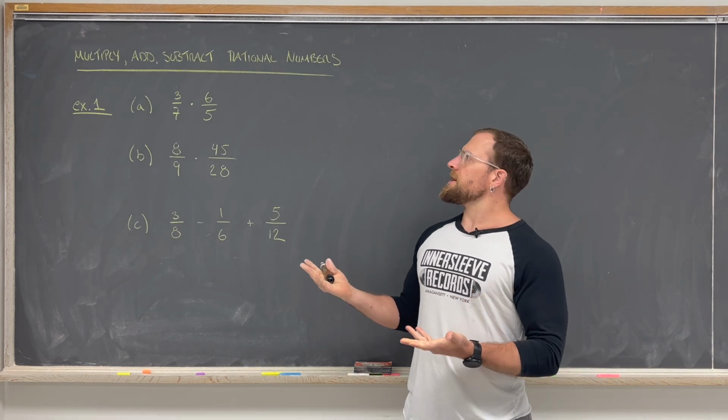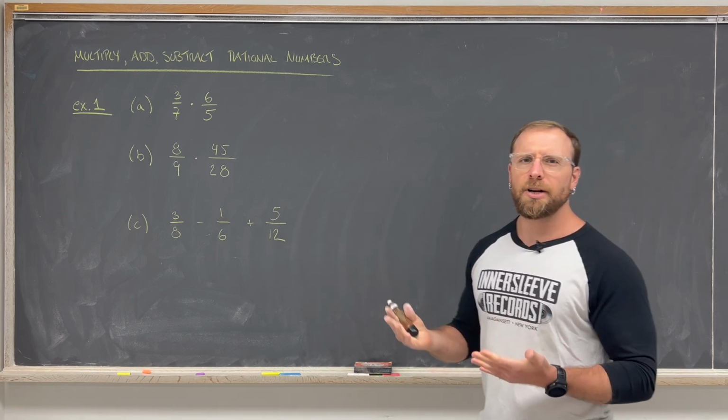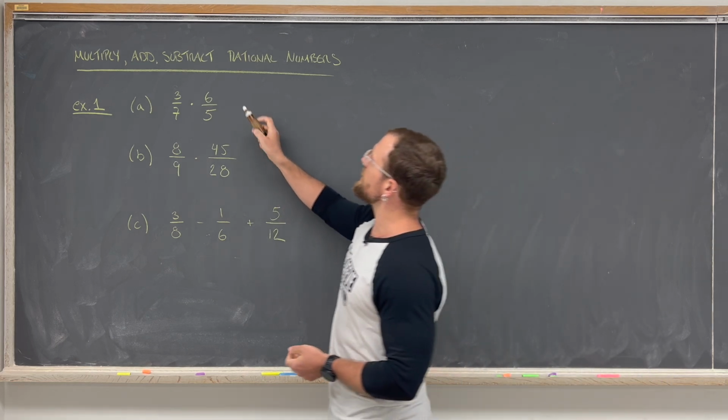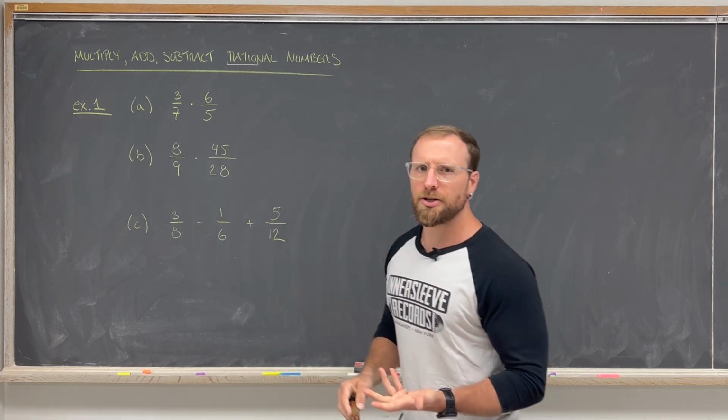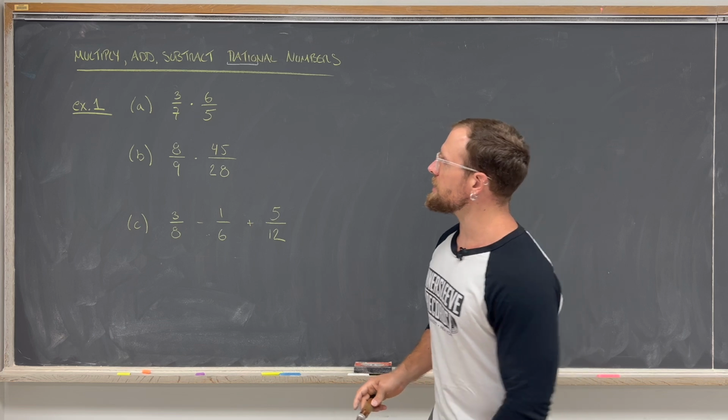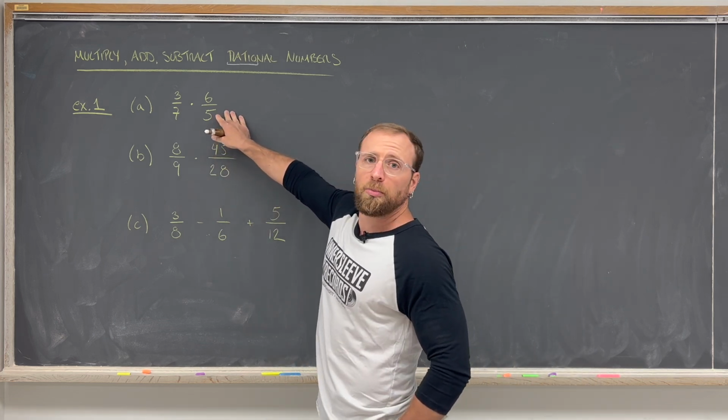All right, let's use this first example to go over how I multiply, add, and subtract rational numbers. Rational numbers, that means the root ratio refers to a fraction. So these are numbers that can be written as fractions. Okay? How do I multiply fractions together?